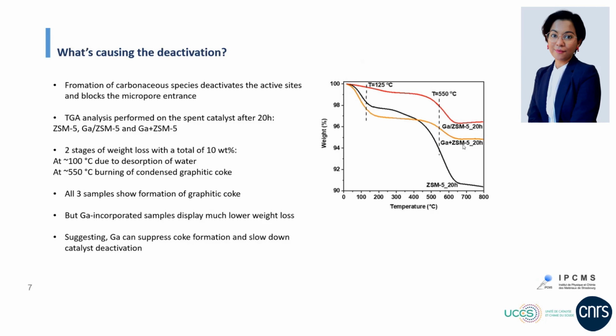And in all the 3 cases, we see formation of graphitic coke. However, incorporation of gallium displays much lower weight loss compared to that of the ZSM5, suggesting that gallium can suppress coke formation and slow down the catalyst deactivation.